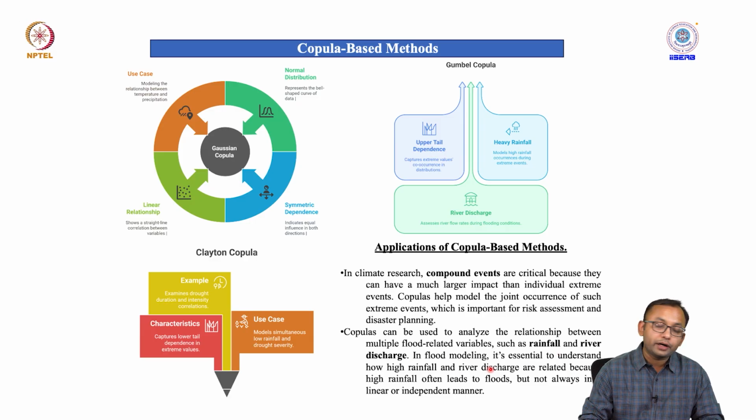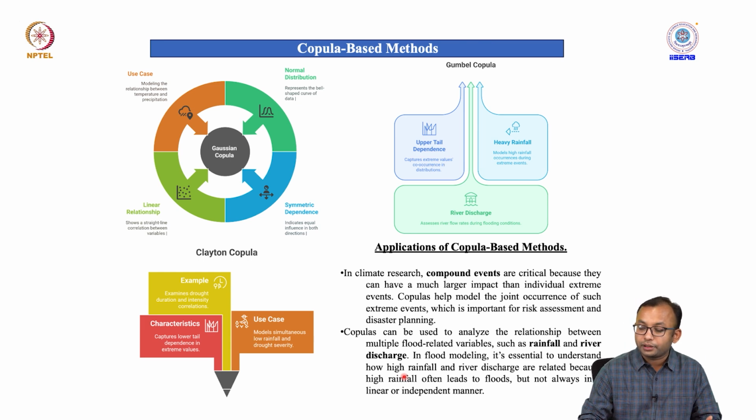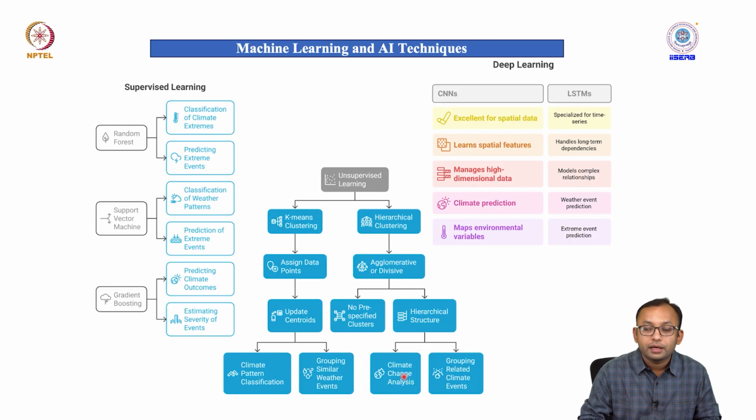So, when we are talking about flood modeling, we have to know how high rainfall and river discharge are related, because high rainfall often leads to floods, but not always in a linear or independent manner.